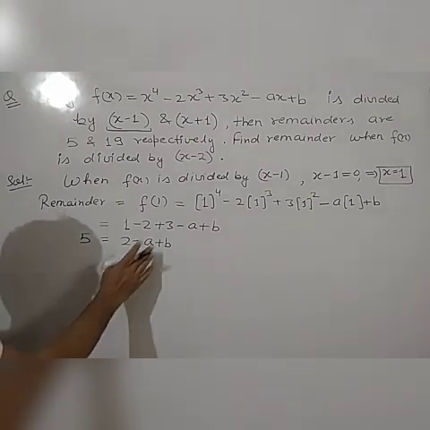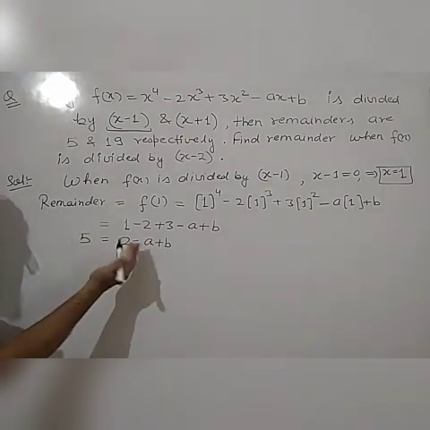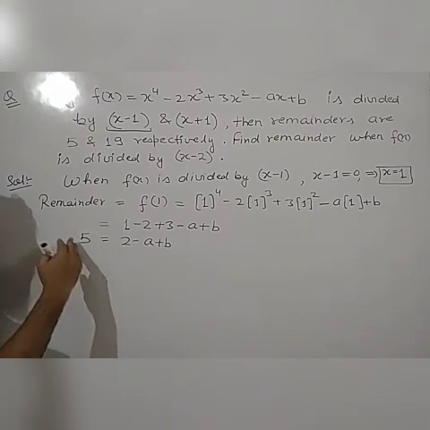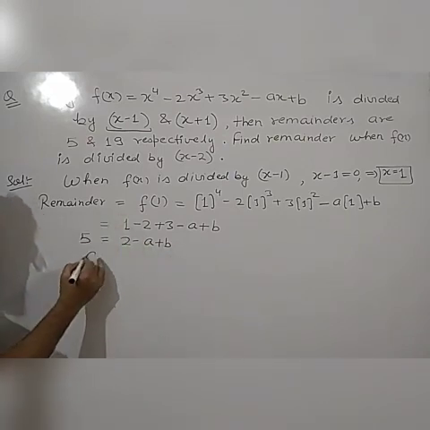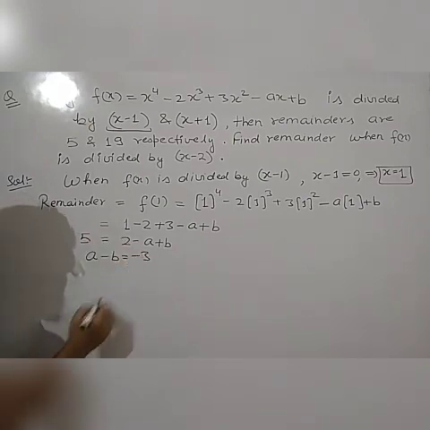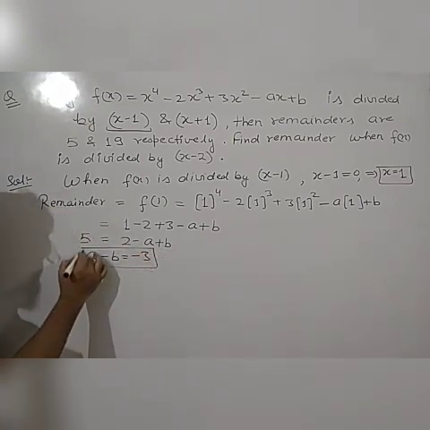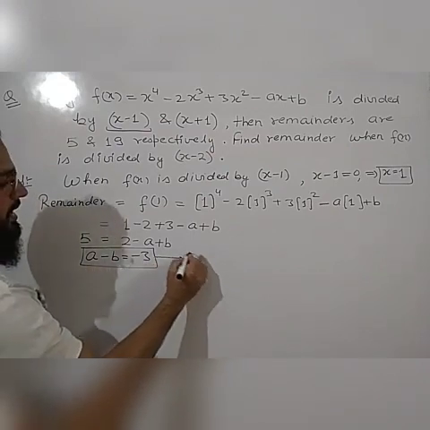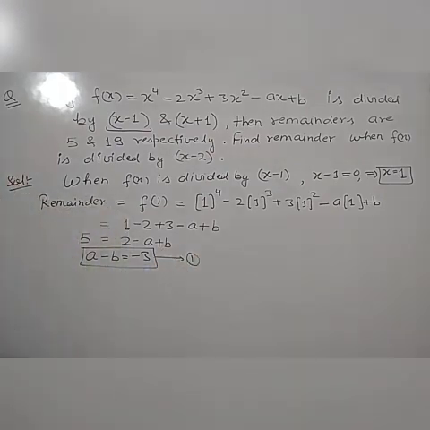So by solving this equation further, taking a and b to the left hand side and 5 to the right hand side, we will get a minus b is equal to 2 minus 5, that will be equal to minus 3. So we get an equation a minus b is equal to minus 3. It is our first equation.